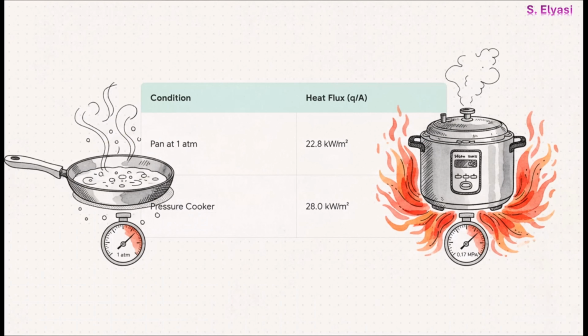So what does this actually look like? Well, let's take our pan and turn it into a pressure cooker running at 0.17 megapascals. When we run the numbers through our new formula, the heat flux just jumps from 22.8 up to 28 kilowatts per square meter. That is a 23% increase in heating power just from cranking up the pressure. And that is exactly why pressure cookers can cook your food so much faster.